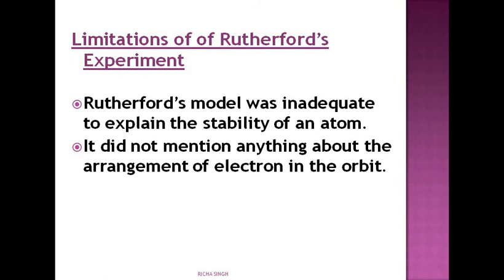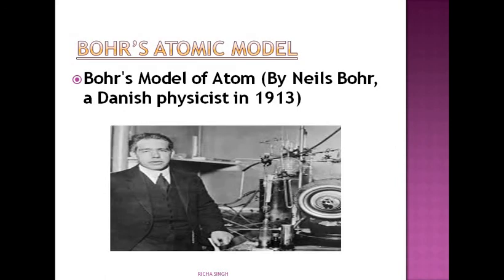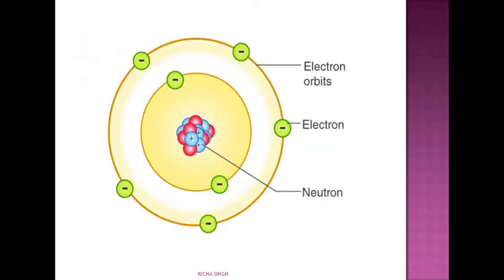Next came Niels Bohr in the year 1913, in order to explain the stability of the atom and to overcome the objections of the Rutherford model. He said that the atom consists of a small, heavy, positively charged nucleus at the center. Why heavy and positively charged? Because in the nucleus we have only protons and neutrons, so the net charge is positive.